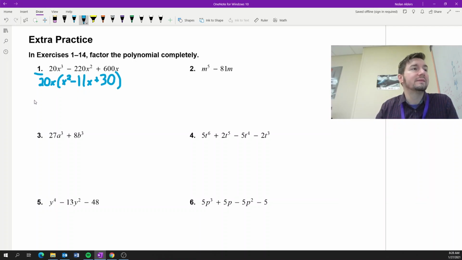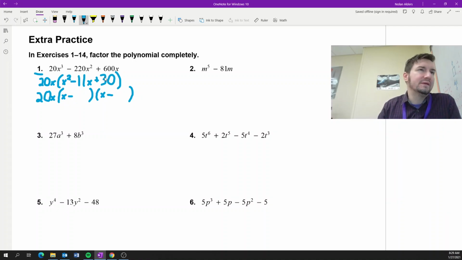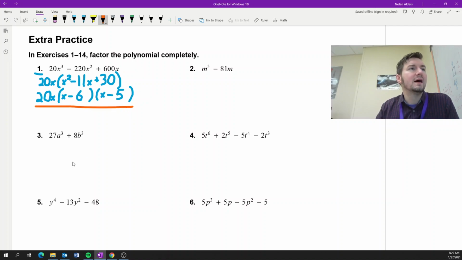All right, and then we can take this a step further, and we could factor this thing that's inside parentheses. So let's go ahead and do that. So 20x, and then I'm just going to do kind of this little number right here. So we can start out with an x and an x, because x times x is x squared. Since this is a positive, we know they're both going to be the same as this, so we're going to have two negatives. What times what equals 30? Looks like 6 times 5, and 6 plus 5 is 11, so it looks like that's going to work. And I believe that that can't factor down anymore, so that's going to be our answer for number 1. 20x times x minus 6 times x minus 5.